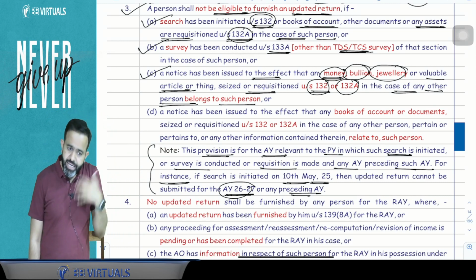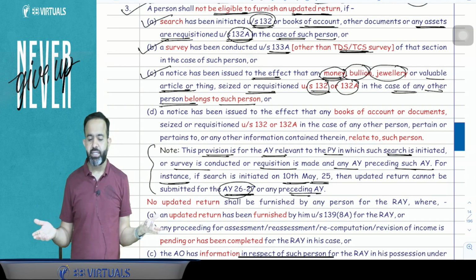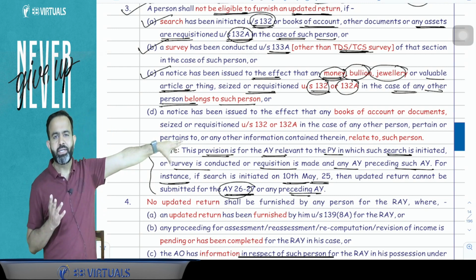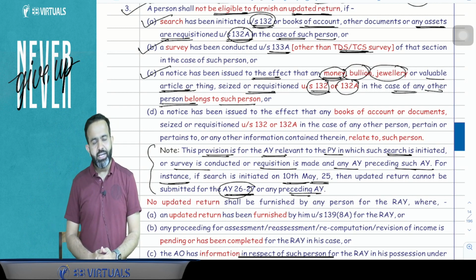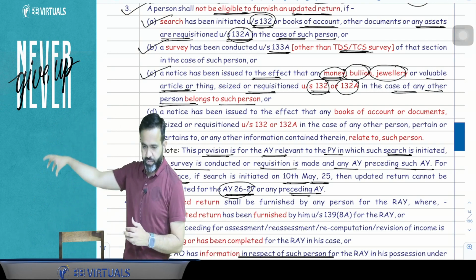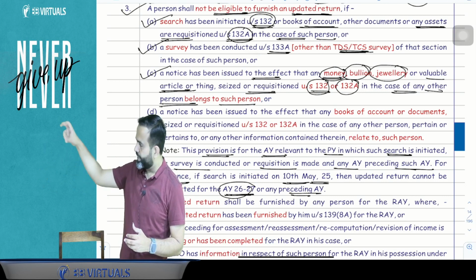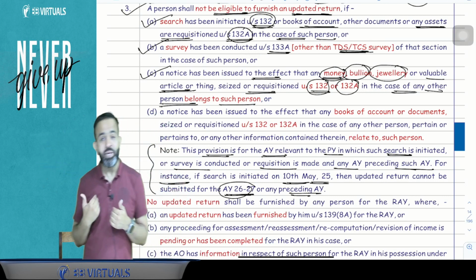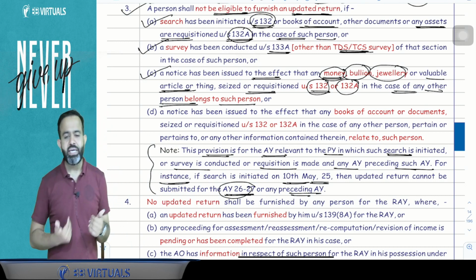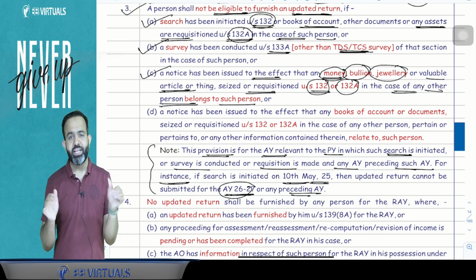So guys, I cannot file the updated return. My uncle cannot file the updated return, and I am also not eligible to file the updated return. So here a raid is conducted on another person, but during that raid, if there is any money, bullion, jewelry, or any other valuable article and thing that belongs to me, in that particular case, I cannot file the updated return.